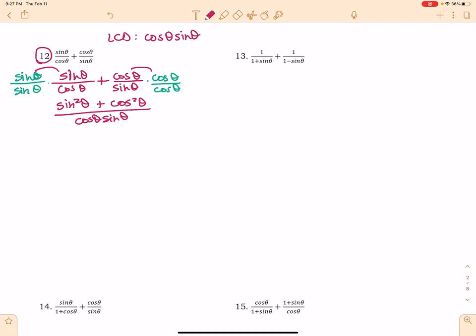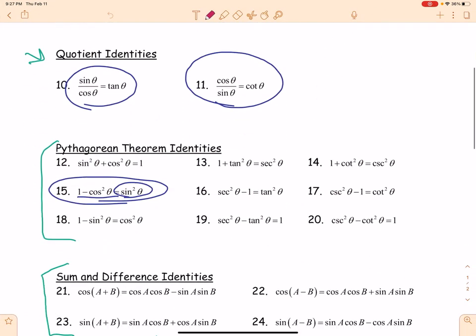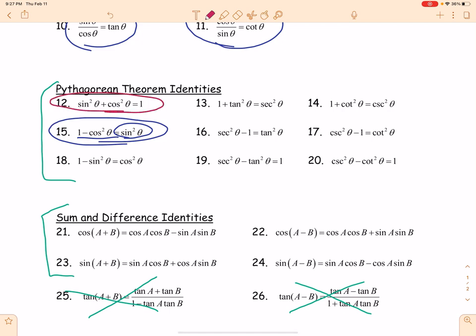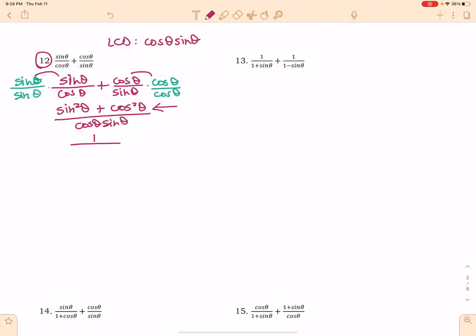All right, and then what I can do once I've got one fraction here, this right here can be replaced because it is one of our Pythagorean identities. Right here, if I've got sine squared theta or sine squared x plus cosine squared theta or cosine squared x, those can be replaced with 1 because they're Pythagorean identities. So I'm going to replace this. And of course we want to eliminate our fractions. So because this can be written this way, I can replace those.